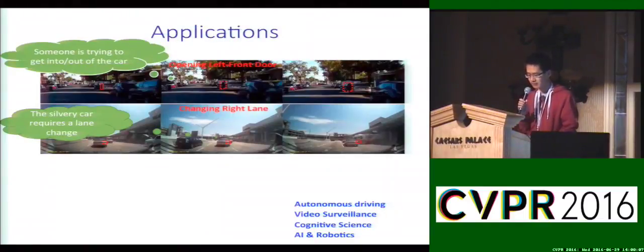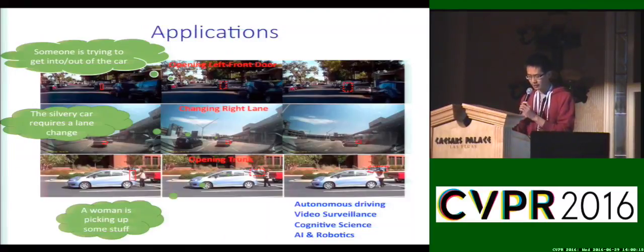And car fluents have many important applications. The first two rows show examples in autonomous driving scenarios. The third row shows an example in a video surveillance scenario. And in general, car fluents also have many important applications in cognitive science, AI, and robotics.